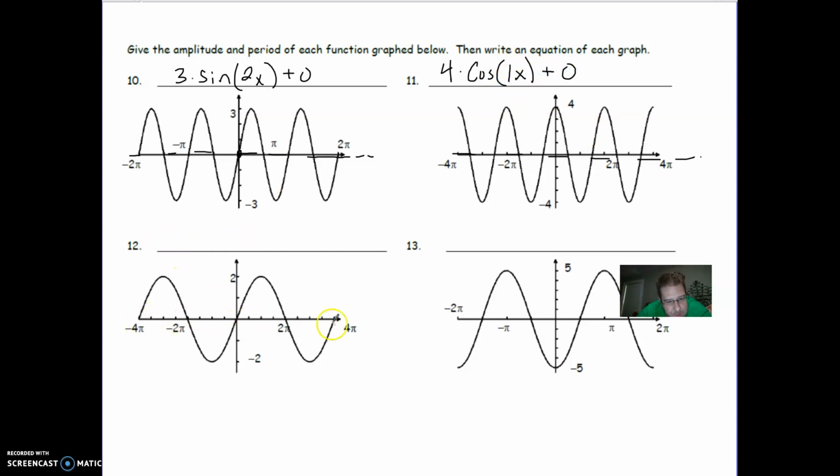All right, number 12. So it looks like we have a midline of 0 again, an amplitude of 2. It's times sine, because it's starting at the midline, of it looks like it's only doing half a cycle in 2 pi amount of time and plus the center height. And then 13, center height is at 0. It's got a maximum of 5. Actually, it's going to be negative 5 because it starts at the minimum, times cosine of how many rotations does it do in 2 pi? It looks like it does exactly 1 plus the center height, which was 0.